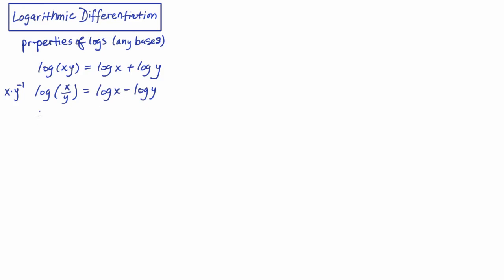The next property, like I said, is the power rule property, and that is if you have a power inside a log, then we always teach this as the power comes outside the log, and it's just the power times the log of the base. So something like that.